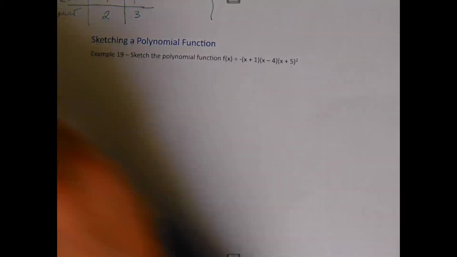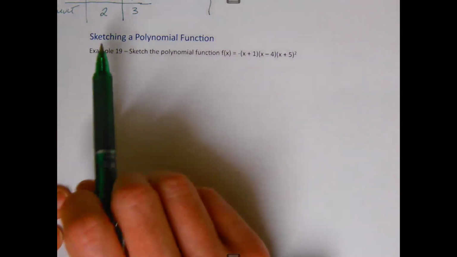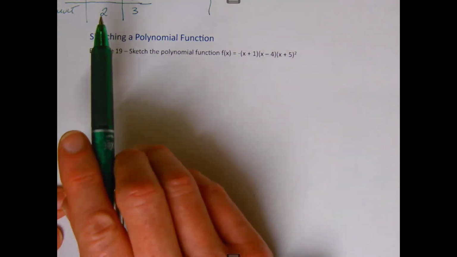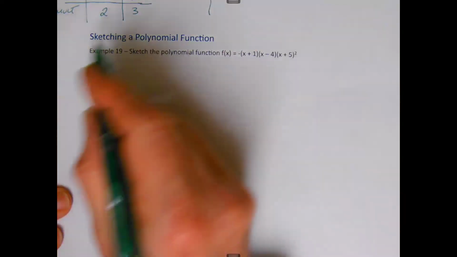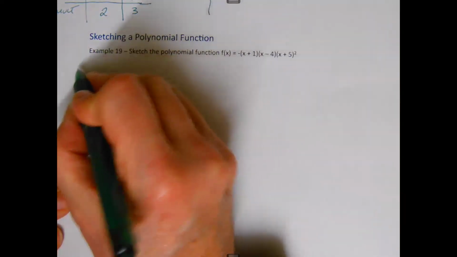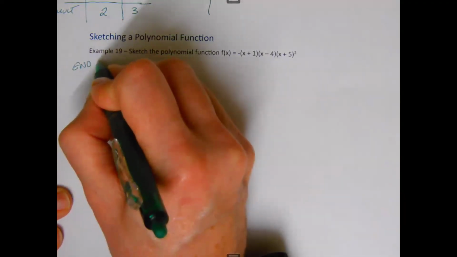Suppose I want to sketch this polynomial. It really is the same thing as if I wanted to write the equation. I'm given the equation now, and I want to graph it, so I have to go through exactly the same steps. I'm noticing the end behavior, so let's look at the end behavior.